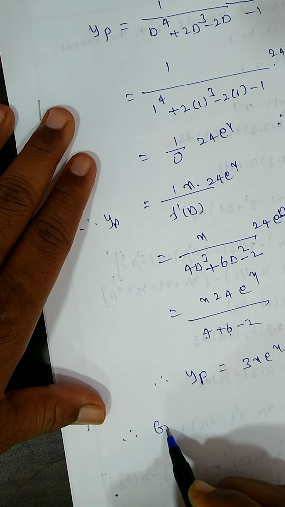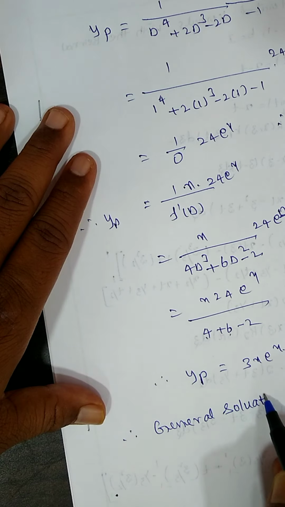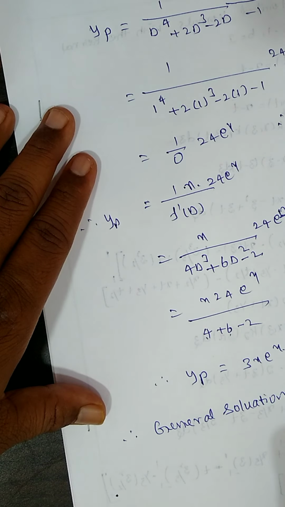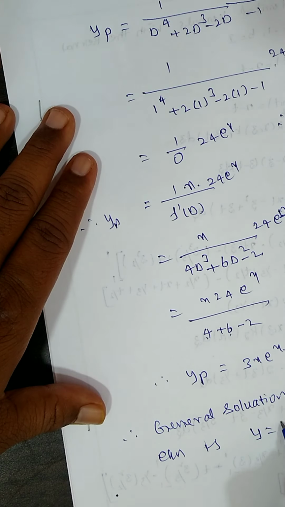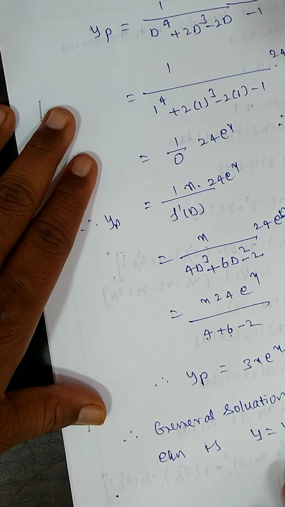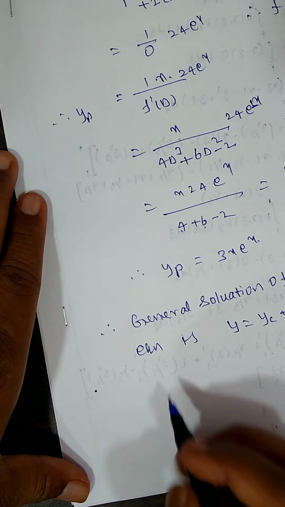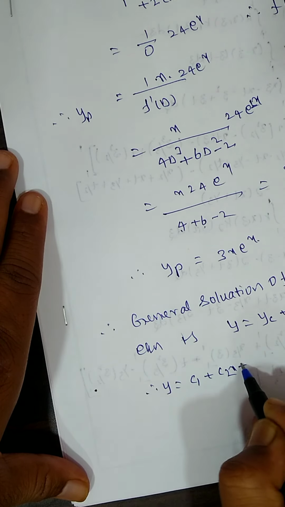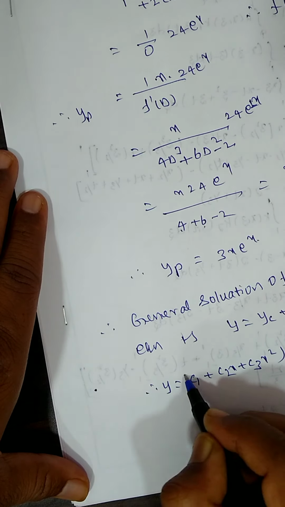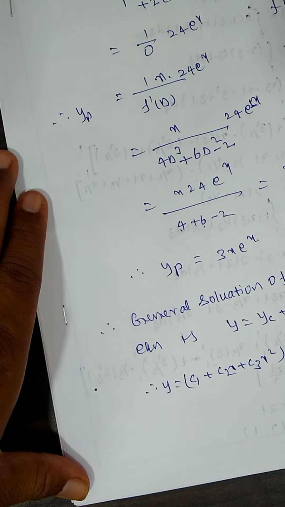Therefore the general solution of the given equation is y equal to how much? yc plus yp. Sometimes some textbooks write yc as CF, the complementary function, and yp as the particular integral. Therefore y equal to c1 plus c2x plus c3x square, into e to the power of minus x, plus c4 e to the power of x, plus 3x e to the power of x. This is the general solution of the given equation.